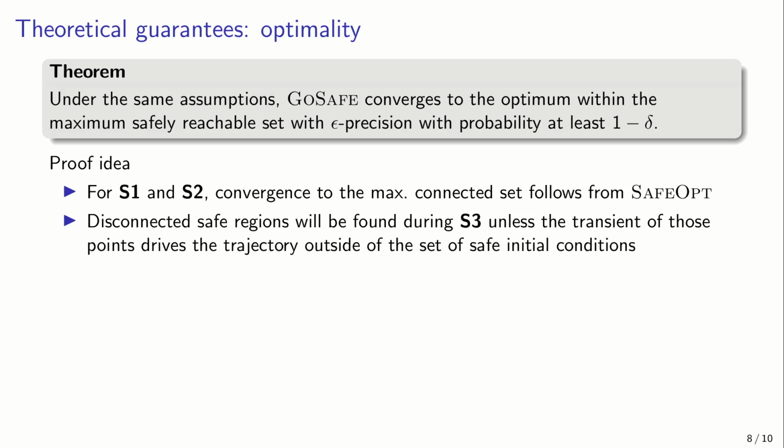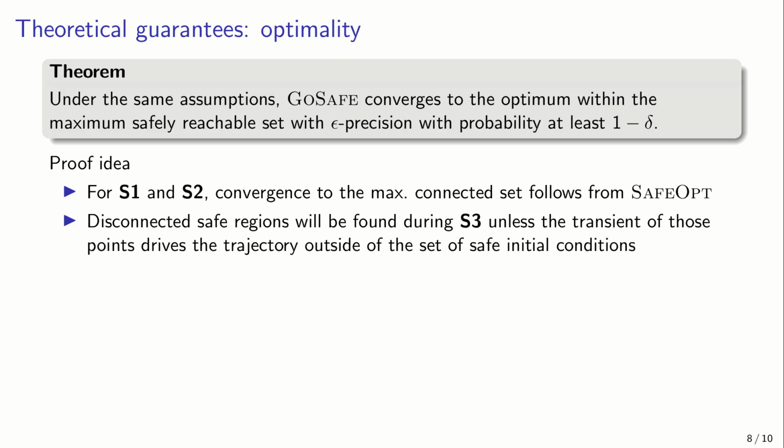Safe regions that are disconnected in the joint initial condition and parameter space we can find during stage 3. However, here we need to make a restriction. There may exist safe areas whose policy parameters impose a trajectory which would drive us outside of the set of safe initial conditions. In that case, we would trigger a safe backup policy and mark the experiment as failed, so we will not be able to find such regions. Therefore, such regions are excluded from the maximum safely reachable set.